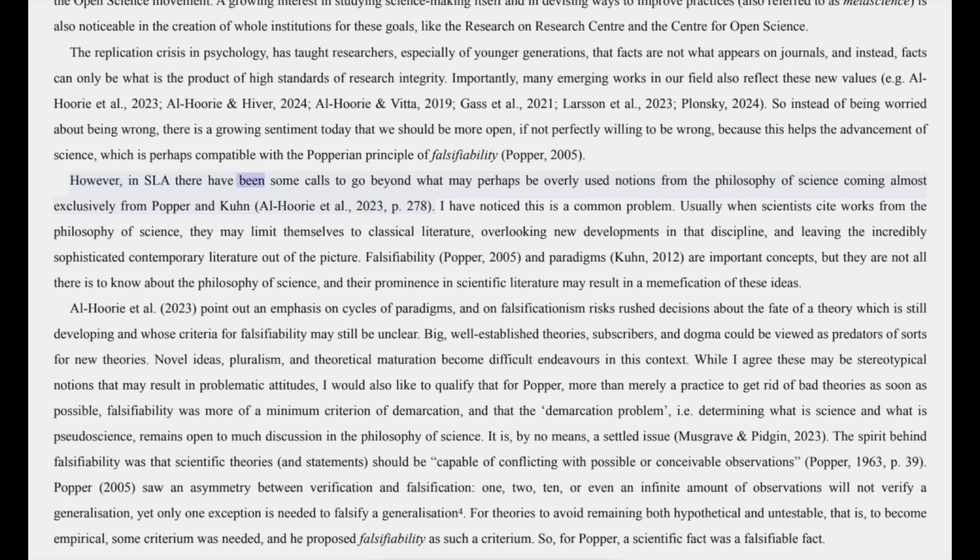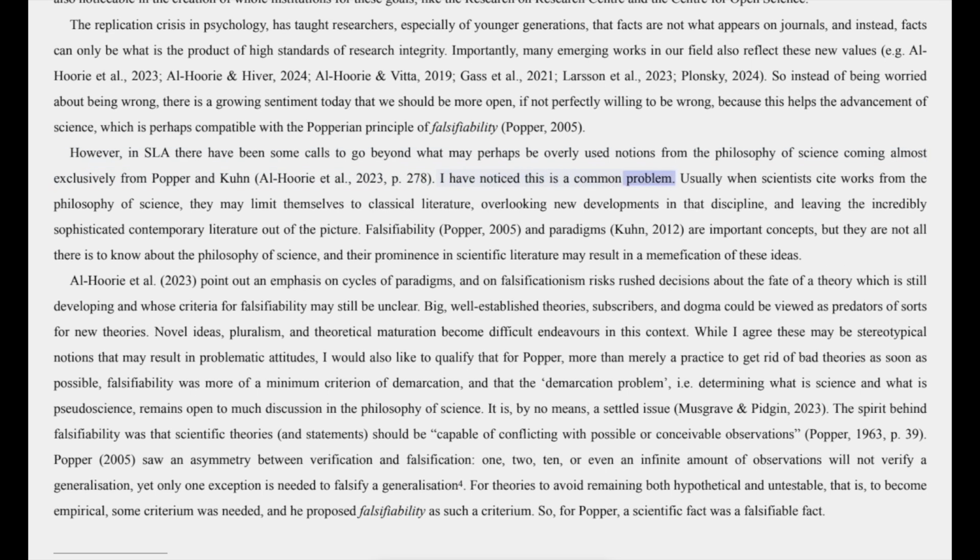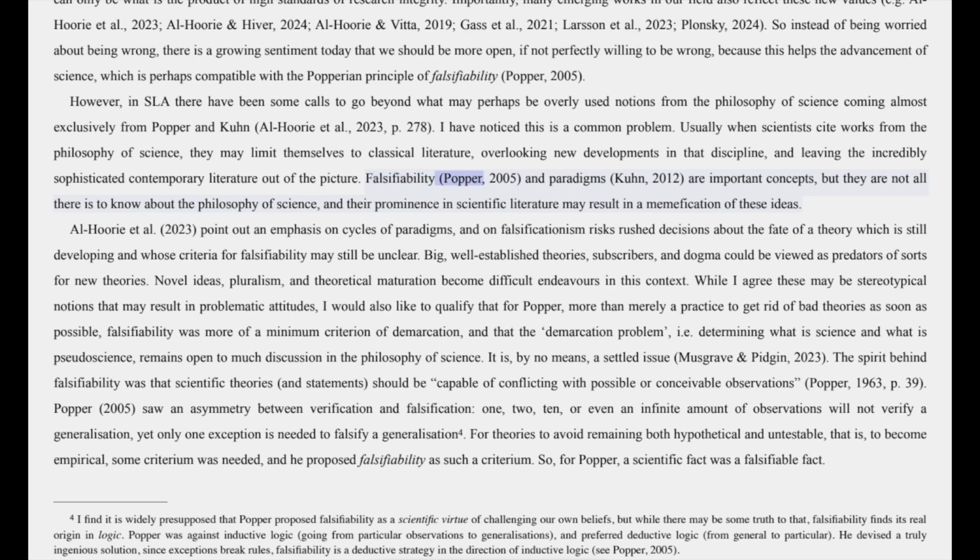However, in SLA there have been some calls to go beyond what may perhaps be overly used notions from the philosophy of science coming almost exclusively from Popper and Kuhn (Al-Hoorie et al., 2023, p. 278). I have noticed this is a common problem. Usually when scientists cite works from the philosophy of science they may limit themselves to classical literature, overlooking new developments in that discipline, and leaving the incredibly sophisticated contemporary literature out of the picture. Falsifiability (Popper, 2005) and paradigms (Kuhn, 2012) are important concepts, but they are not all there is to know about the philosophy of science, and their prominence in scientific literature may result in a memification of these ideas.